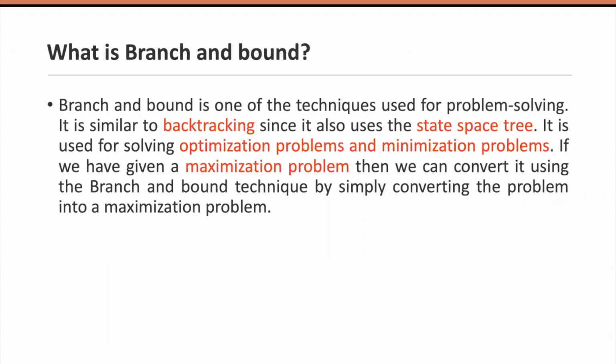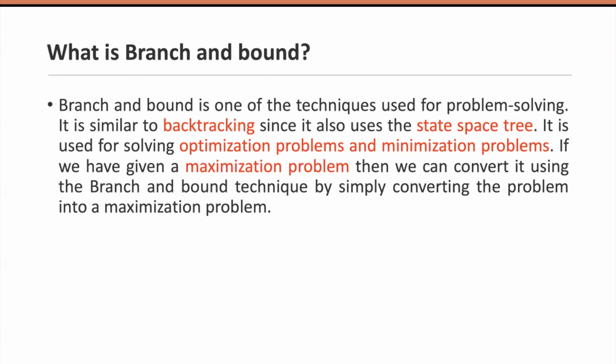In our previous lecture, we saw different kinds of algorithms like dynamic programming, backtracking, divide and conquer, and different types of algorithms. It is similar to backtracking since it also uses the state space tree. If you don't know about the state space tree, we'll cover it in our next slide. It is used for solving optimization problems and minimization problems.